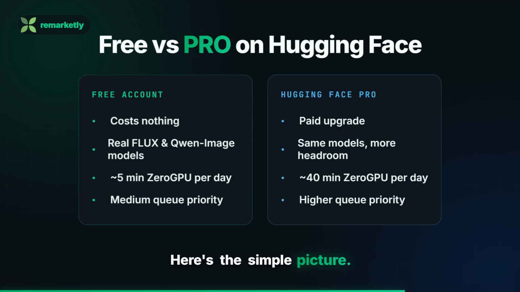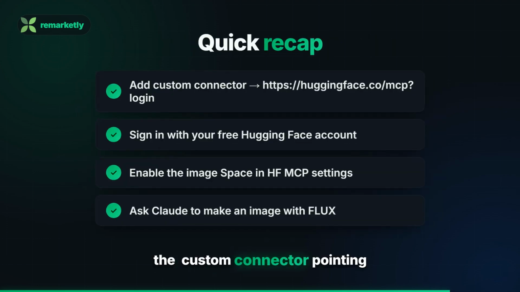Here's the simple picture. The free account gets you the real models at zero cost with about 5 minutes of GPU time a day. PRO is the same models with roughly 40 minutes a day, which matters if you generate a lot. So to recap, add the custom connector pointing at the Hugging Face MCP URL, sign in with your free account, switch on the image space in your settings, and then just ask Claude to generate with FLUX. That's the whole flow.